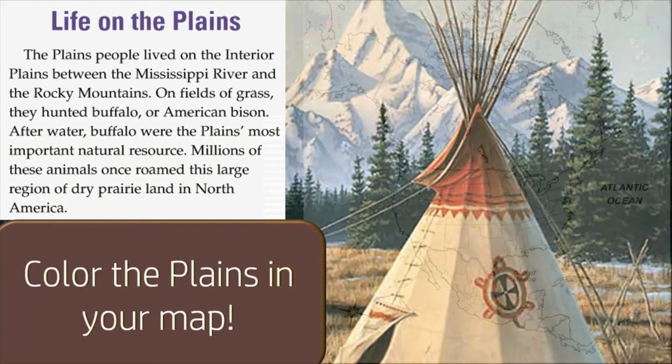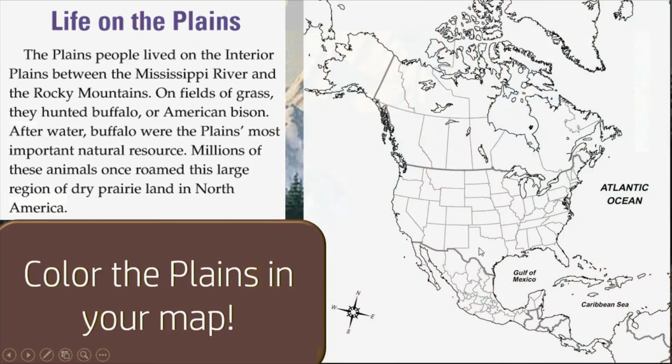So now on our map, I'm going to show you where this region was. If you remember, the eastern woodlands was from the Mississippi River east to the coast. So this was the eastern woodlands. They relied on the trees. They're hunters, farmers, fishers. And now our Plains Indians go from the Mississippi River to the Rocky Mountains. So this area here is where the Plains Indians were. This is where they were using the buffalo.